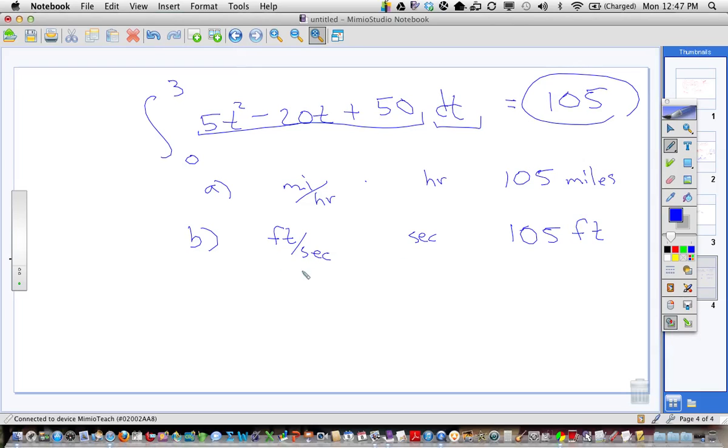Okay, now here's where it starts getting tricky. And here's where, on our next quiz, if I want to make it a little more challenging about interpreting these things, I would put something like part C. They say it's acceleration. What are the units? Feet per minute squared, feet per minute. And then, of course, the dt would be minutes. What's the 105 now?